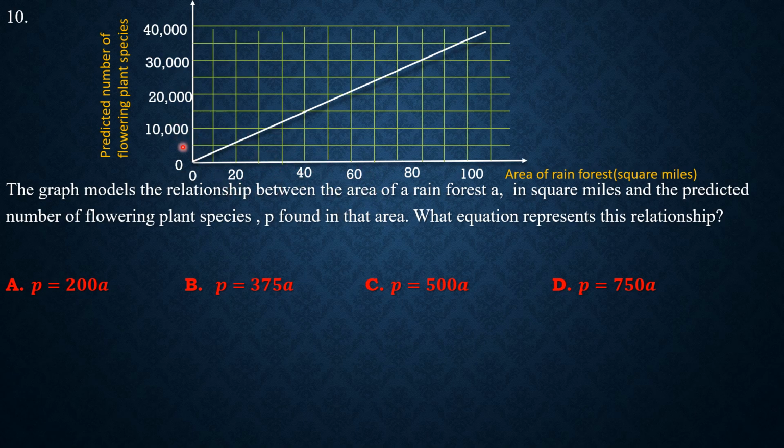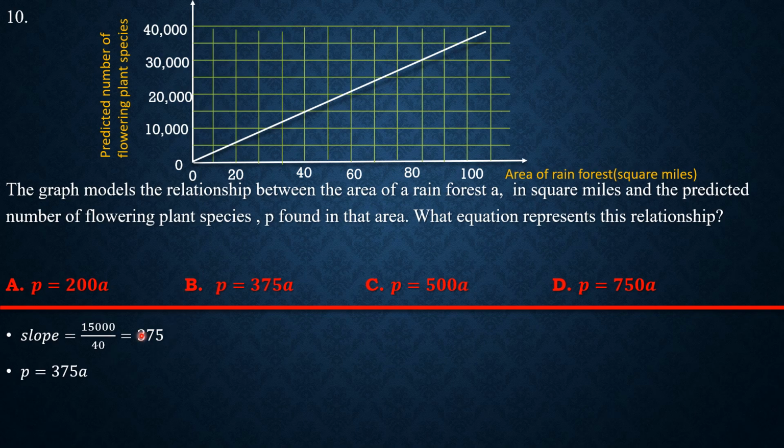So it means that our equation for P is going to be P equals the slope, which is 375, multiplied by x, which in this case is just A. Perfect. Plus 0, since the intercept on the y-axis is 0. So our answer here is B. Yeah, that's how you get the slope, and then our answer is B.